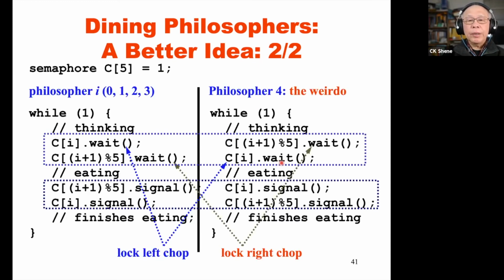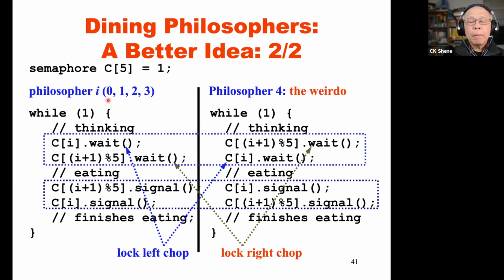So here is the program. Now, because philosopher 4, the weirdo, acts differently, we have to write a piece of code which is different from those normal ones. So we have 2 versions of thread.